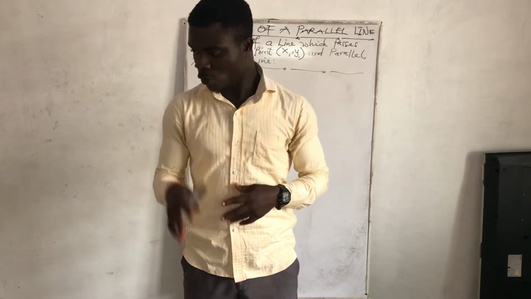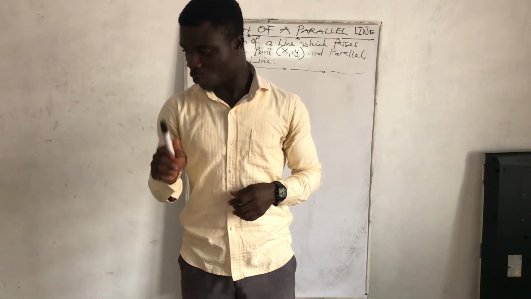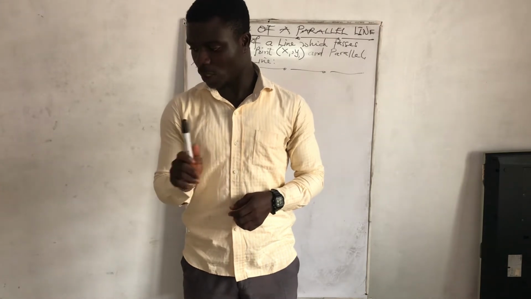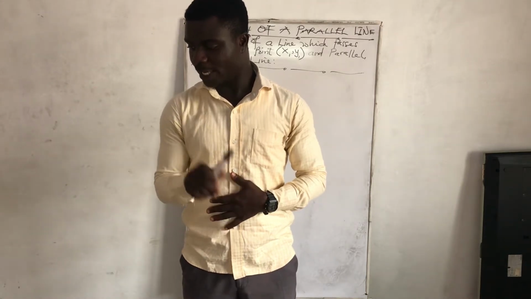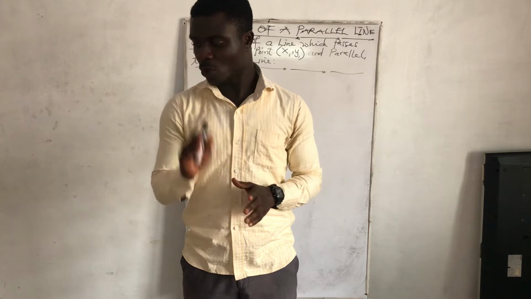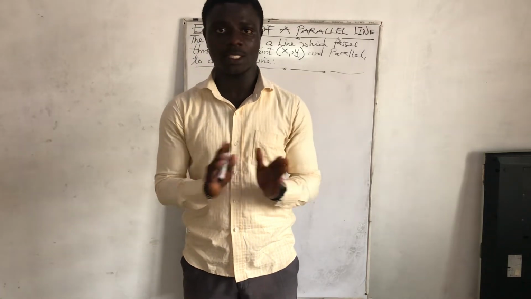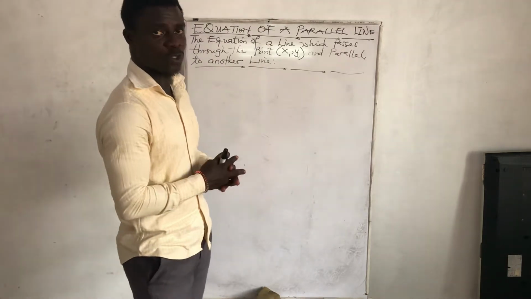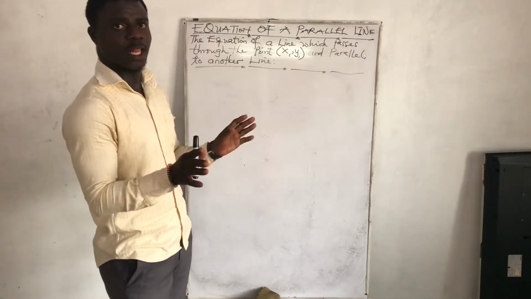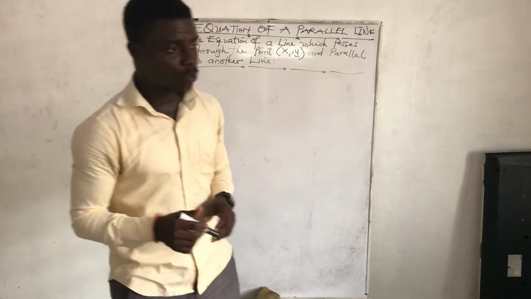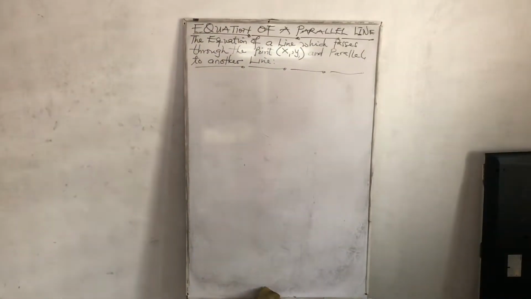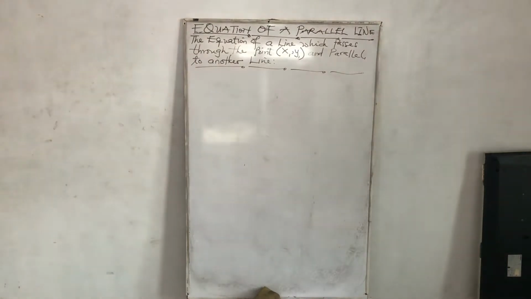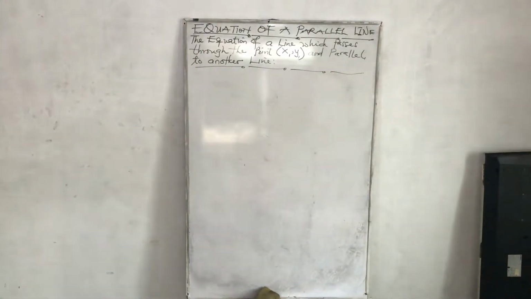Also, the equation of a straight line parallel to another line of gradient m, passing through the point (x1, y1), is found by making y the subject of the formula y minus y1 equals m(x minus x1). So we'll be using what we treated in our last video on the equation of a line. Now let's start with an example.